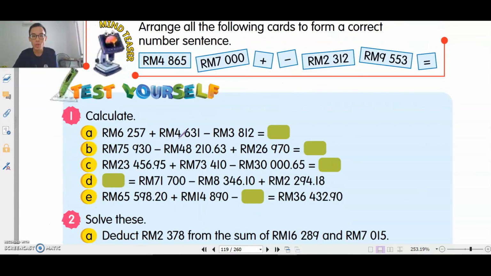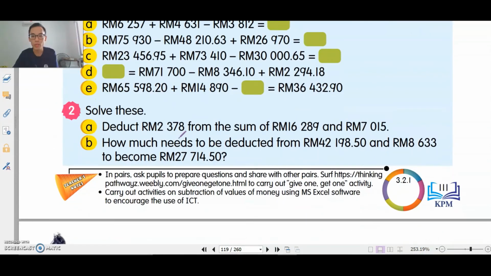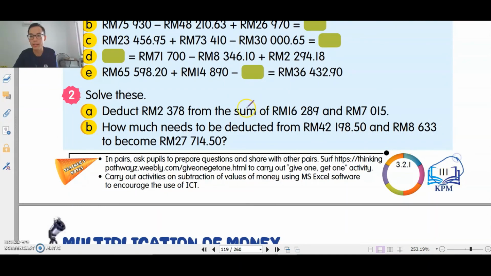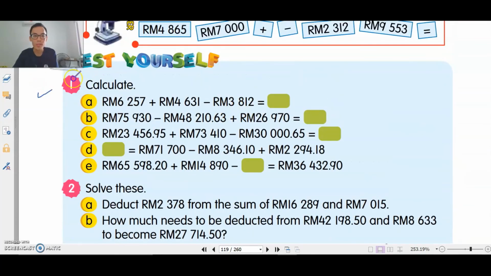Okay, so your homework for this week. Okay, look at page 111. Question 1, right? A, B, C, D, E, and question 2. So this is your homework for this week.